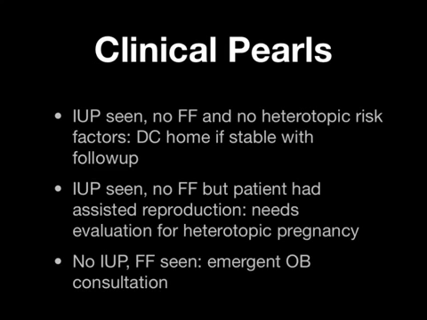What if you see an intrauterine pregnancy, no free fluid, but this is a patient from the assisted reproduction clinic? These patients have a 1 in 150 chance of having a heterotopic pregnancy, so these patients need comprehensive sonographic evaluation for heterotopic pregnancy and close follow-up. What if you don't see an intrauterine pregnancy and free fluid is seen? Particularly if you see free fluid in Morison's pouch, these people need emergent obstetrical consultation. They should be considered to be a ruptured ectopic pregnancy with hemoperitoneum until proven otherwise.